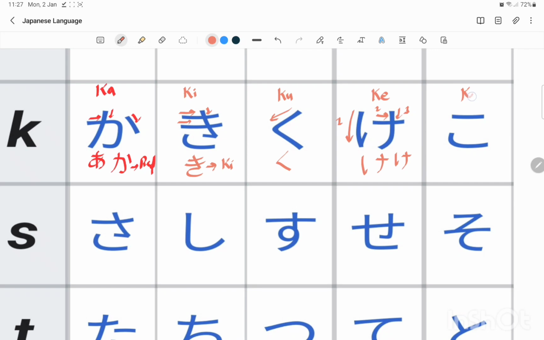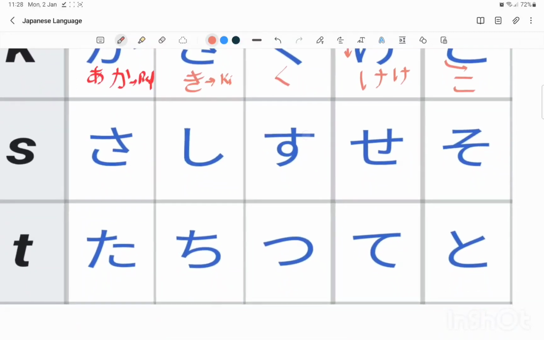The last one is ko. Okay. So ko is a simple two stroke character. You just have to make one and then the second. So first one and the second one. This is ko. So this is the का सीरीज़. ये का सीरीज़ के कुछ वर्ड्स हैं जो कि आप कैसे लिखेंगे उसके बारे में मैंने आपको बता दिया.